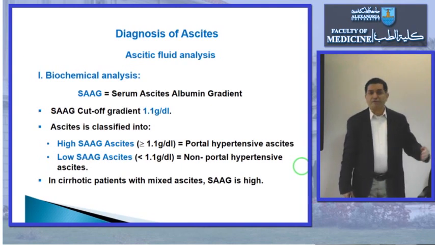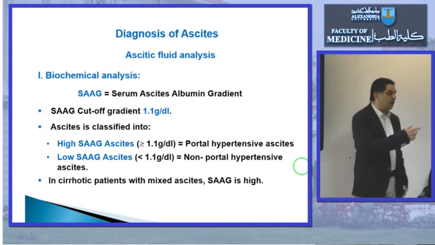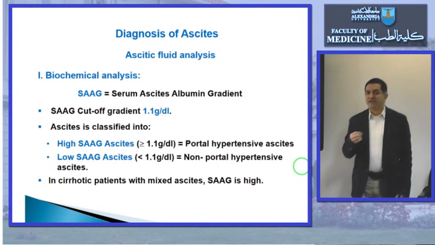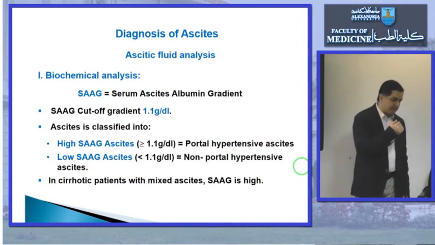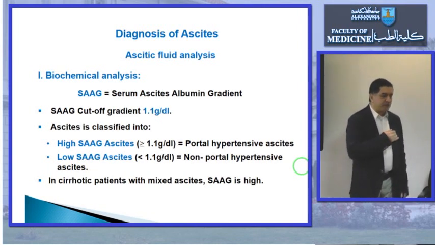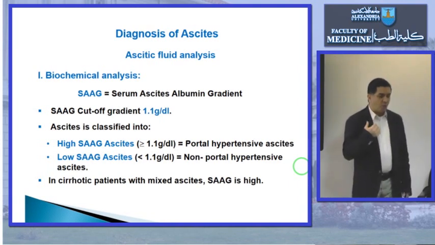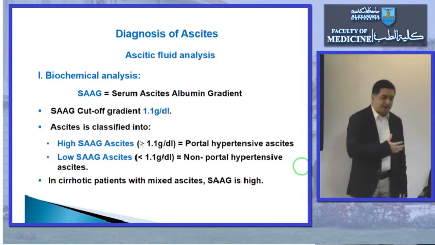This is a snapshot slide from the presentation of Professor Hodal again that is present in your hands about the diagnosis of ascites and the importance of SAG. SAG is serum ascites albumin gradient. It is actually the subtraction of ascitic fluid albumin from serum albumin, and a cutoff value of 1.1 gram per deciliter is very important for us. Why? Because it can differentiate high SAG ascites from low SAG ascites.